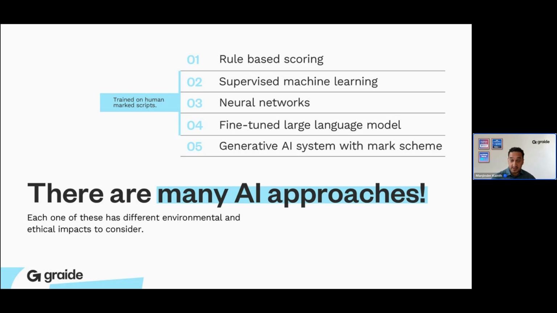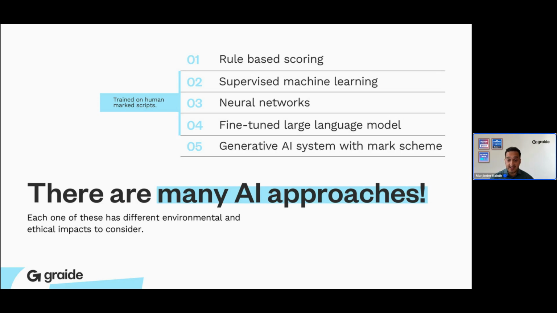We have more complex versions of that, for example, like neural networks. These were very popular before generative AI systems came out, and can be used as well. They are a classification system, but they're a little bit more black boxy, so it's hard to understand exactly what's happening underneath the hood. We could use a fine-tuned large language model. So you could take a large language model like ChatGPT and then fine-tune it to do specifically assessment. And then we could even use a fully generative AI system with just a mark scheme.